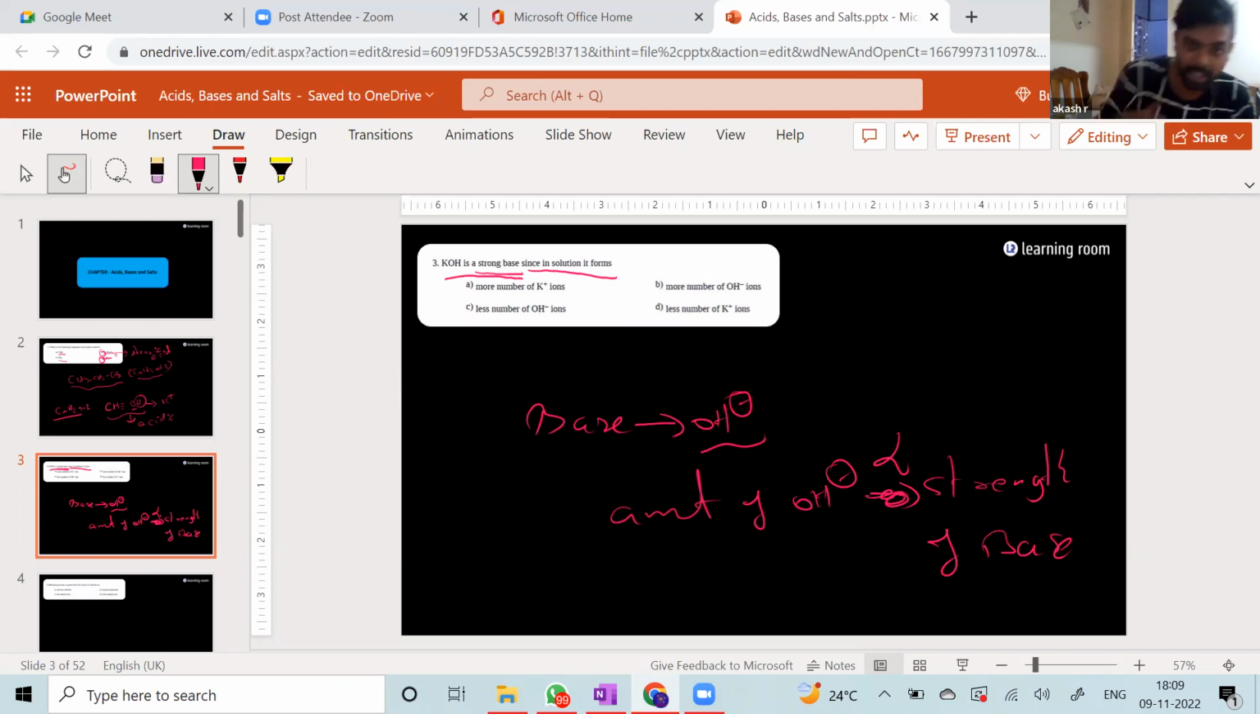Okay, right. So obviously the answer of this question is going to be more number of OH minus getting produced, right? Again, K plus has no role to play, right? It is because of OH minus that you're getting basic nature, right? So obviously, since they're telling it's a strong base, definitely I'm going to have more OH minus getting produced. Okay, right. Moving on to the next question.